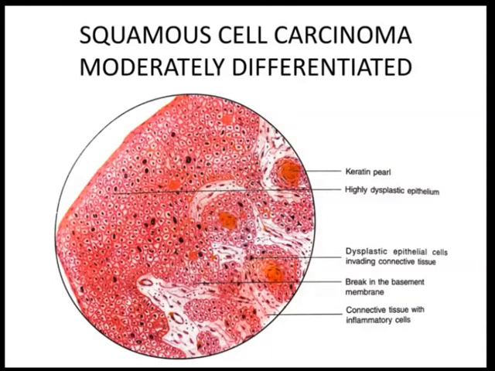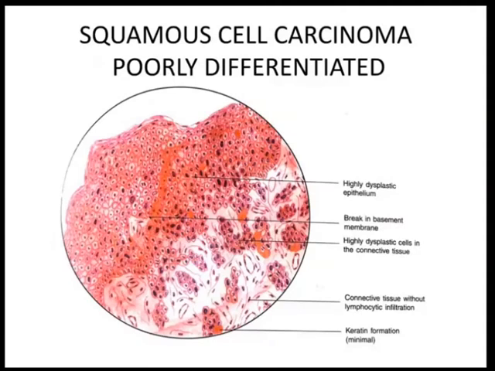So next is the moderately differentiated type. Here once again you can see a highly dysplastic epithelium, and the dysplastic epithelial cells are invading the connective tissue. Compared to the well differentiated type, here you can see few keratin pearls and the connective tissue shows inflammatory cells. Poorly differentiated type: here the epithelium is highly dysplastic and shows invasion into the connective tissue. There will be no lymphocytic infiltration and also no keratin pearls are seen, only minimal keratin formation is present.